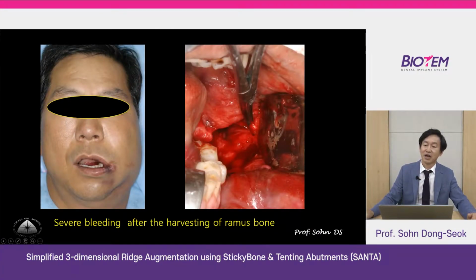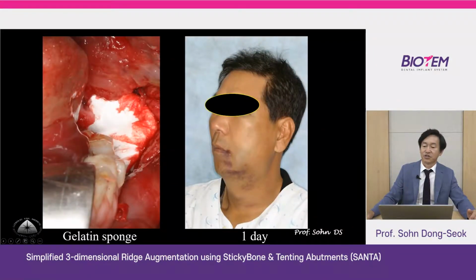This is my colleague's case. He did the harvesting of ramus bone with a high-speed bur, but he cut the artery during osteotomy. So severe bleeding happened and he reported to me to control this severe complication. I found the damaged artery, and the artery was tied to control bleeding, and gelatin sponge was packed to control the bony bleeding. This is 1 day after. He was admitted for 2 days to compensate for the blood loss.